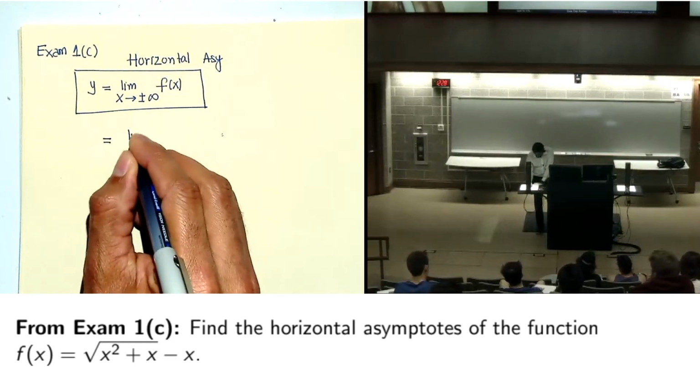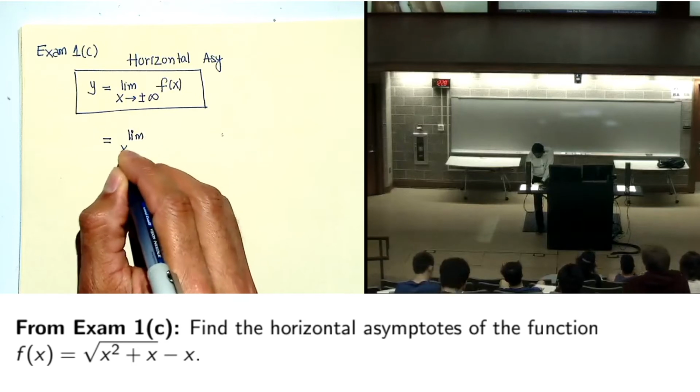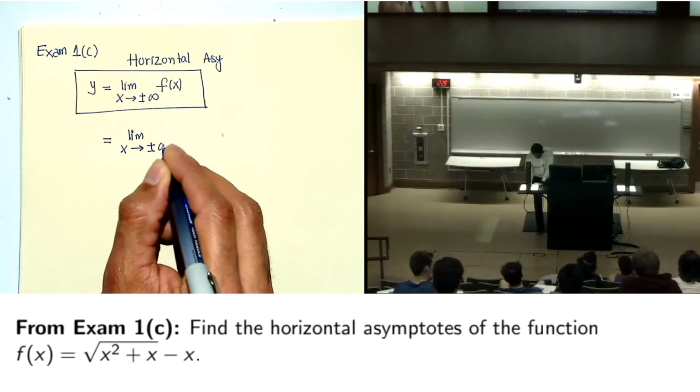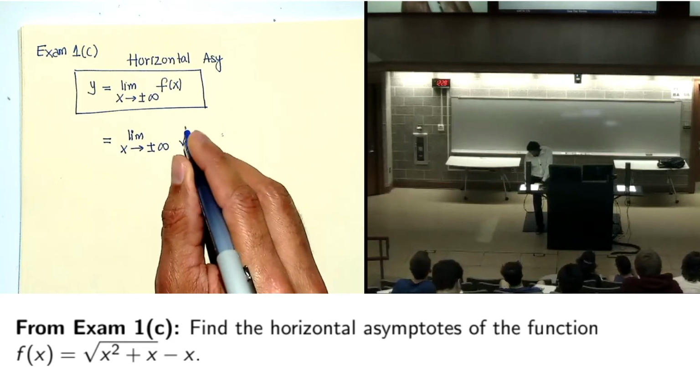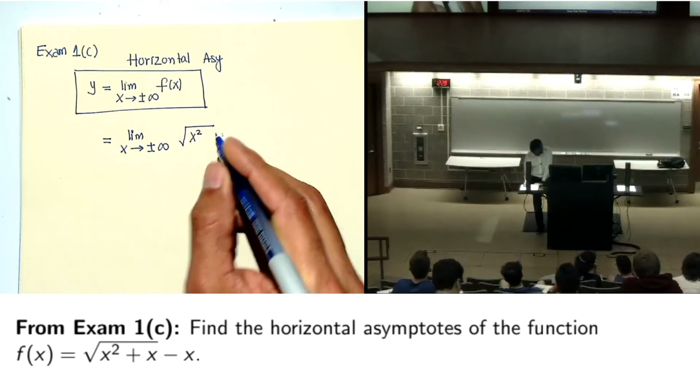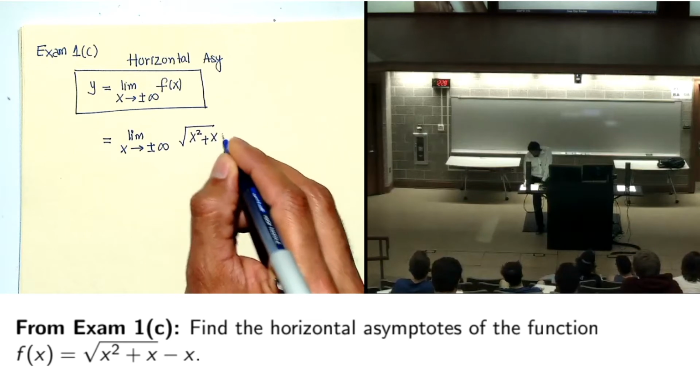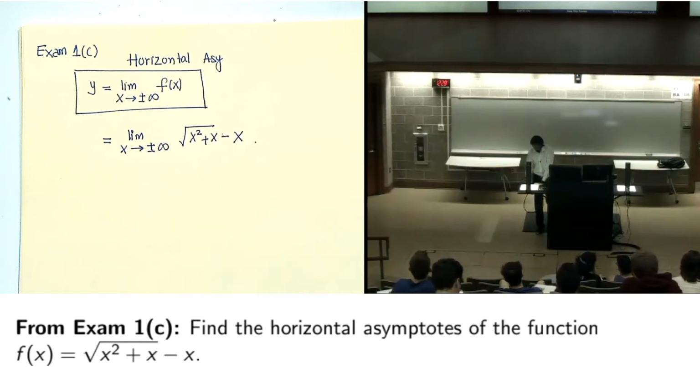So it's going to be the limit as x approaches plus or minus infinity. What is my function f? Wow, that does not look nice. It is the square root of x squared plus x, minus x.